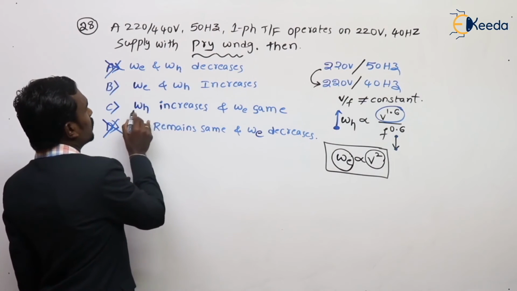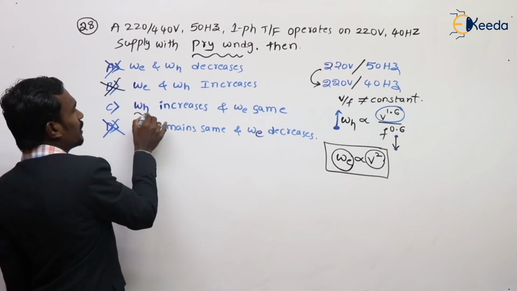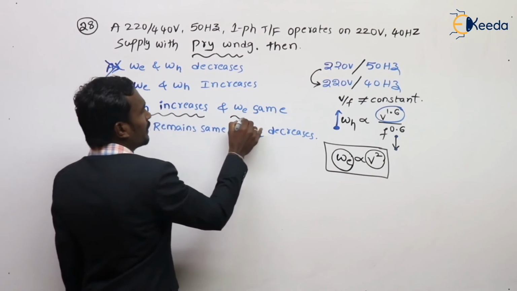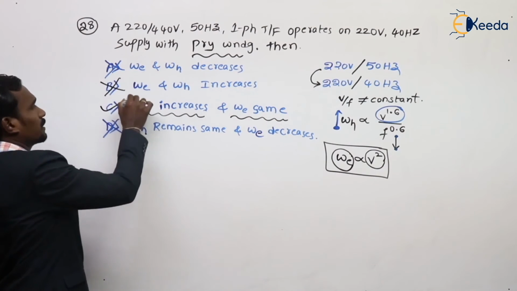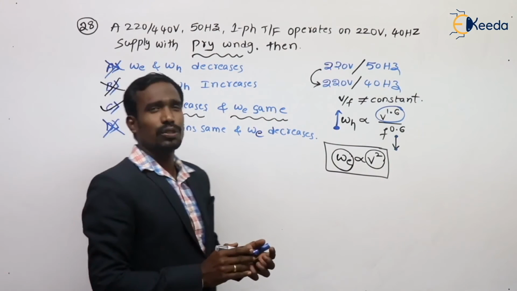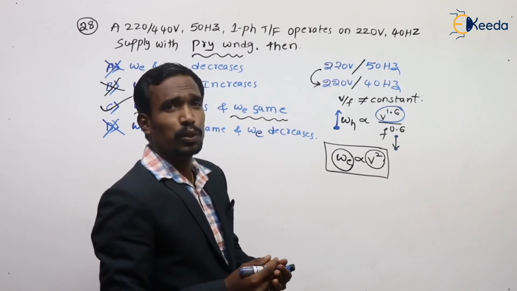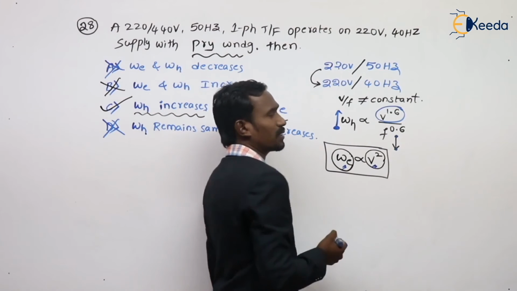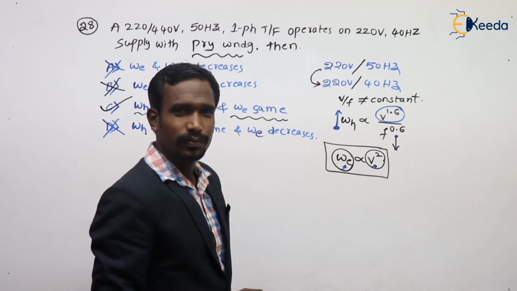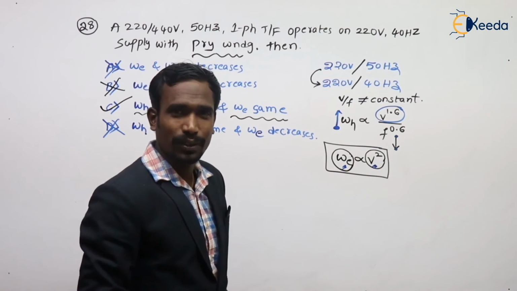So here, eddy current losses increase. Wrong answer. Here hysteresis losses increase and eddy current losses remain the same. This is the 100% correct answer for the given question. In the given question, the eddy current losses are directly proportional to V square. Where V is constant, eddy current loss is also constant. This is our answer. Did you understand? This is very, very, very important for competitive exams.